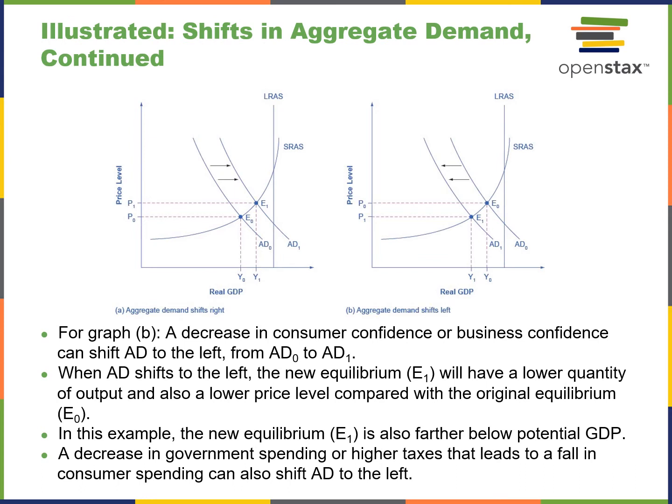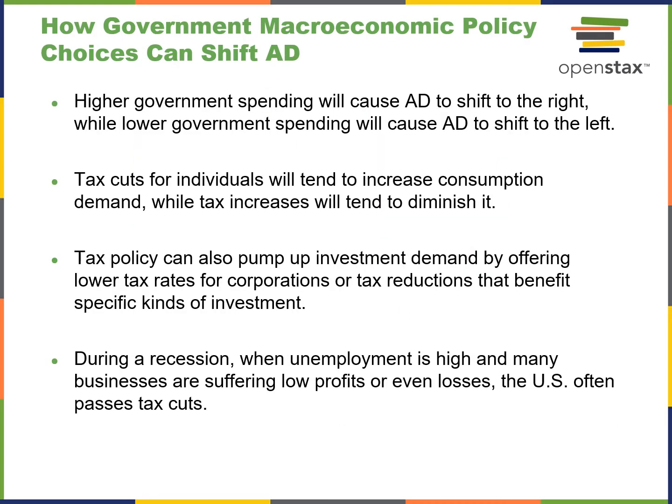On graph B, we can talk about a decrease in consumer confidence and business confidence, and it shifts from AD0 here back to AD1, and where you had an equilibrium at this particular price, we move along the supply curve, or short run aggregate supply, and we find a new equilibrium at E1. What causes this? It would be a decrease in government spending or higher taxes. These are typical things that would cause this to occur.